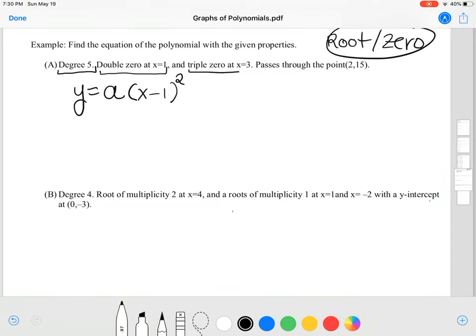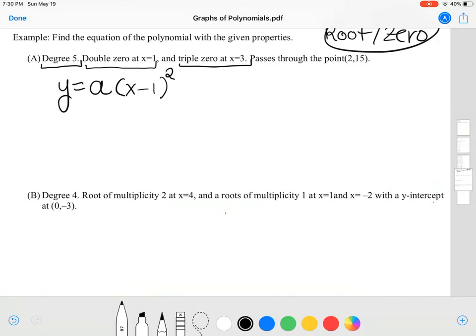Now it also goes on to tell us that we have a triple zero at x equals 3. So that means we have a factor of x minus 3, and since it's a triple zero, it should have multiplicity 3, which means the exponent of that factor should be 3. Now, it also gives us extra information so that we can plug in for x and y to find A. So this problem gives us 2 for x and 15 for y. So that's what we need to plug in to find what A is. So I'm going to plug in 15 for y and 2 for x.